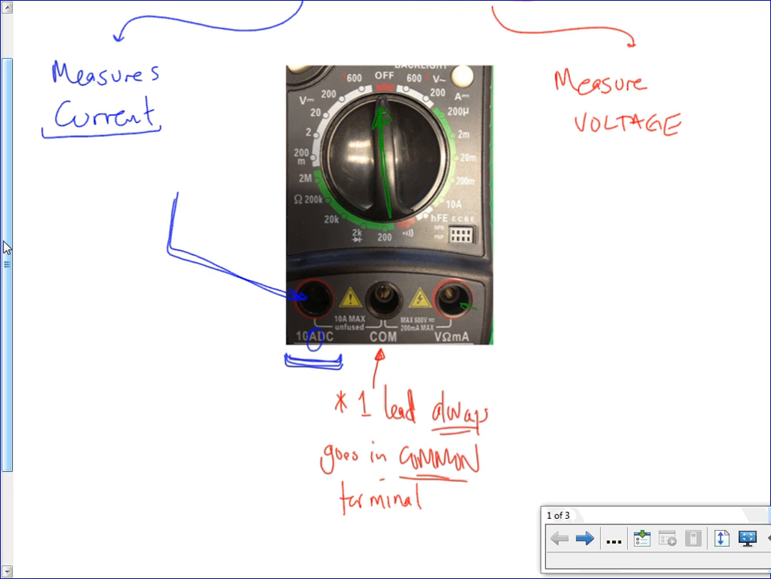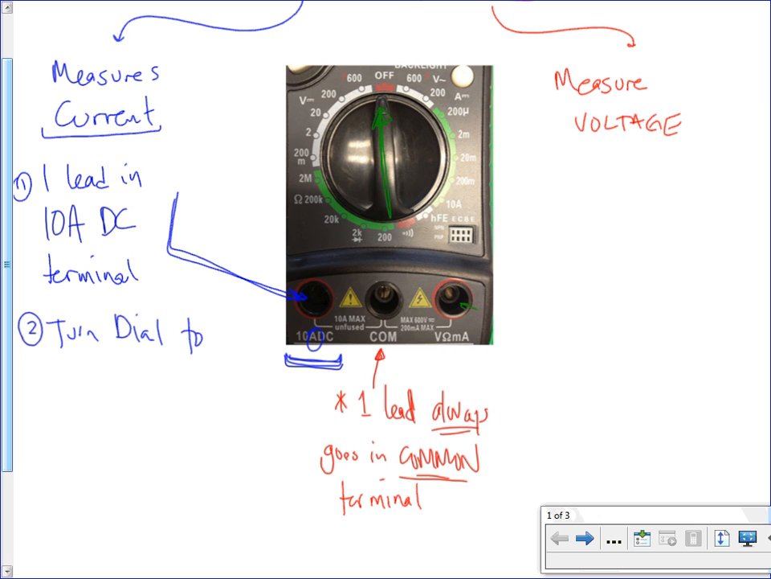All right, so to measure current, we want one lead in the 10A DC terminal. And that's one thing. The second thing is you turn the dial to something about a 10 amp setting. And look, there's only one. There it is. So you turn the dial, click, click, click, all the way to that, and then we're configured to measure current.